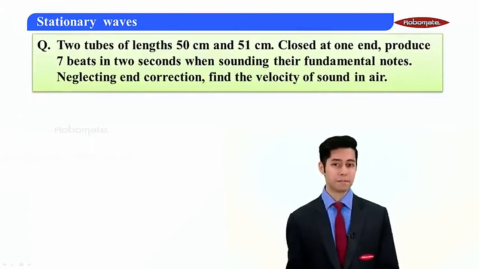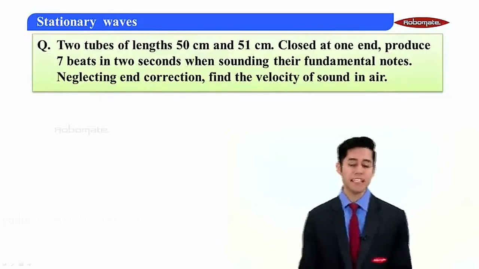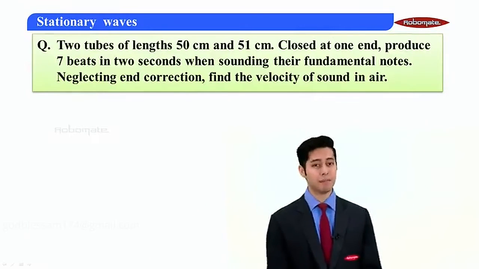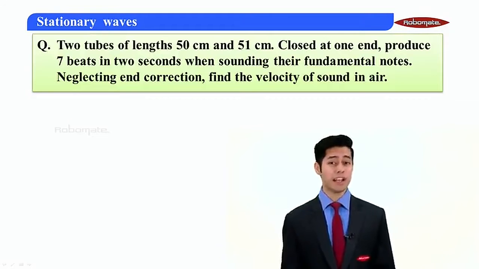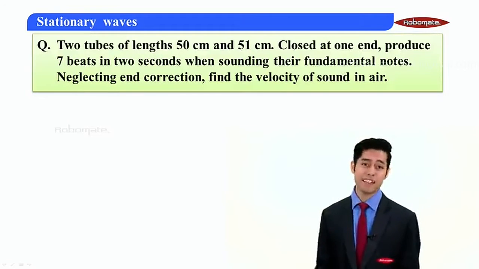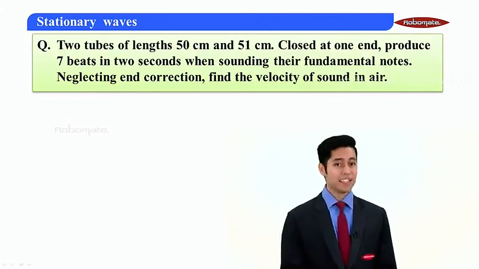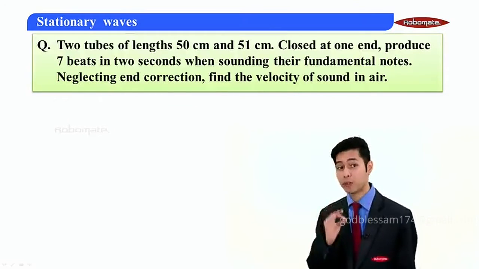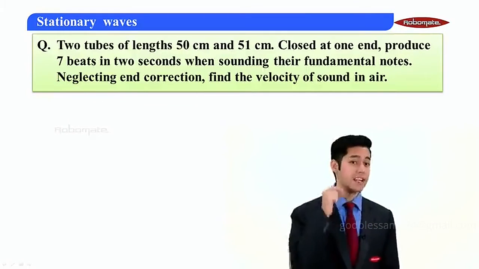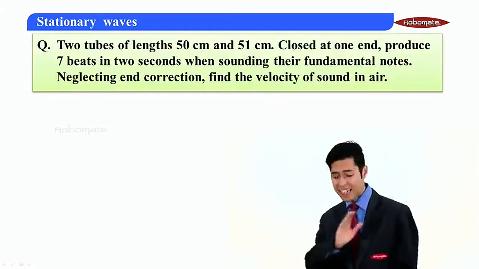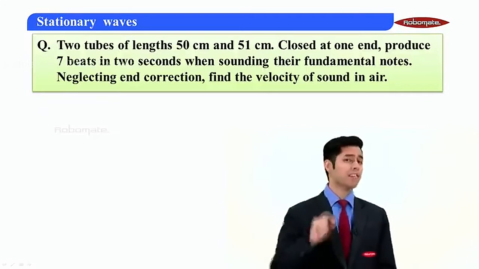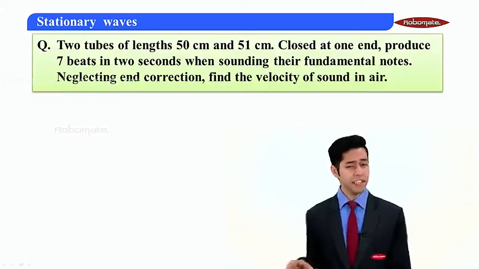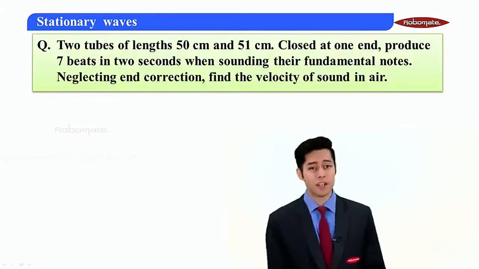Two tubes are there which are having the length 50 cm and 51 cm, closed at one end, produce 7 beats in 2 seconds when sounding with their fundamental notes. That means we need to consider only fundamental notes. Neglecting end correction, that means we will not be considering e. We need to find out the velocity of the sound in air.